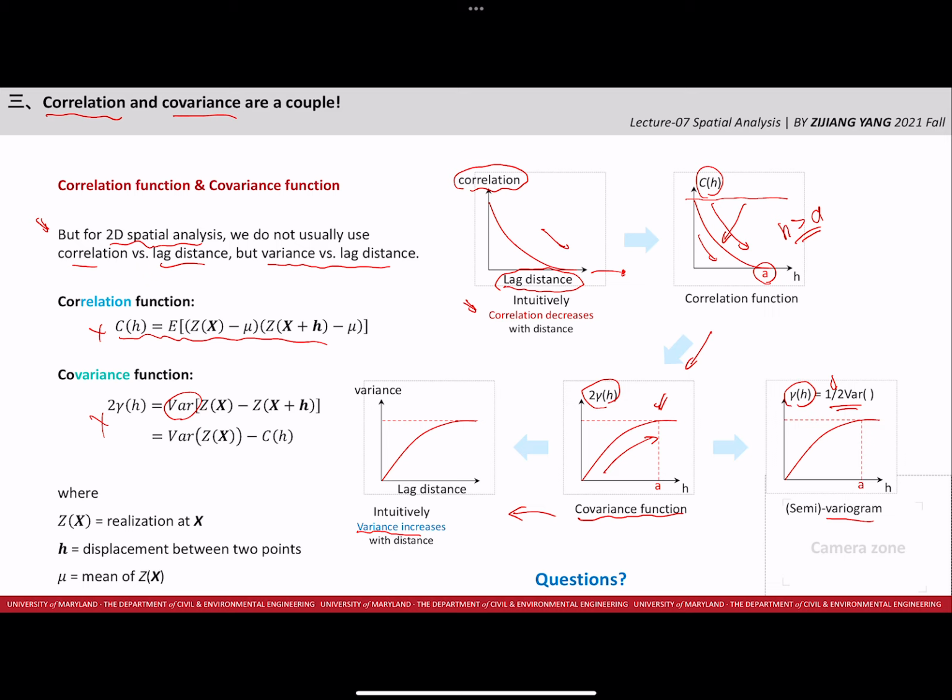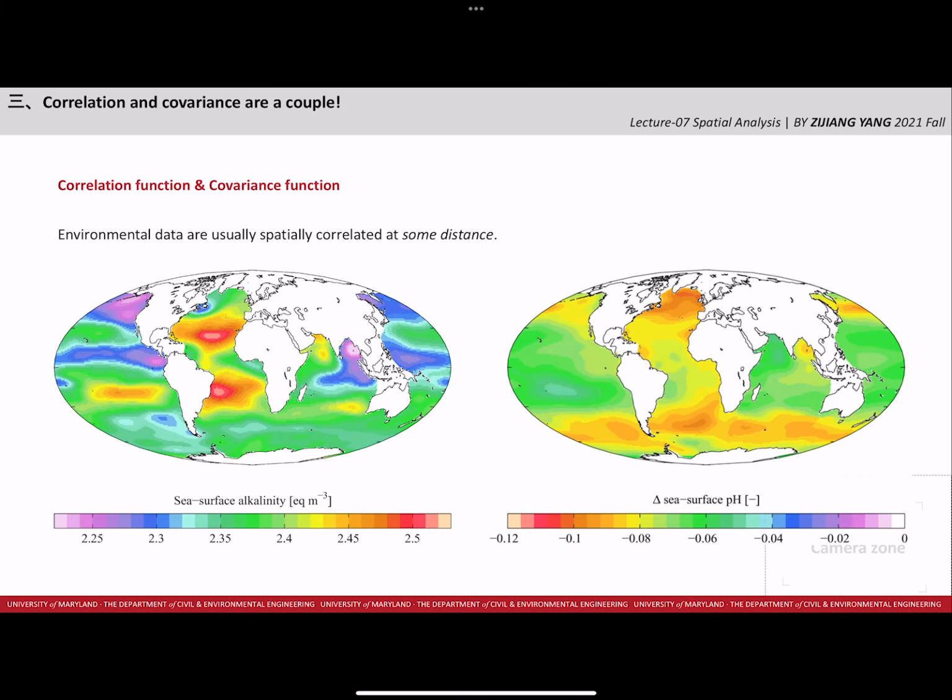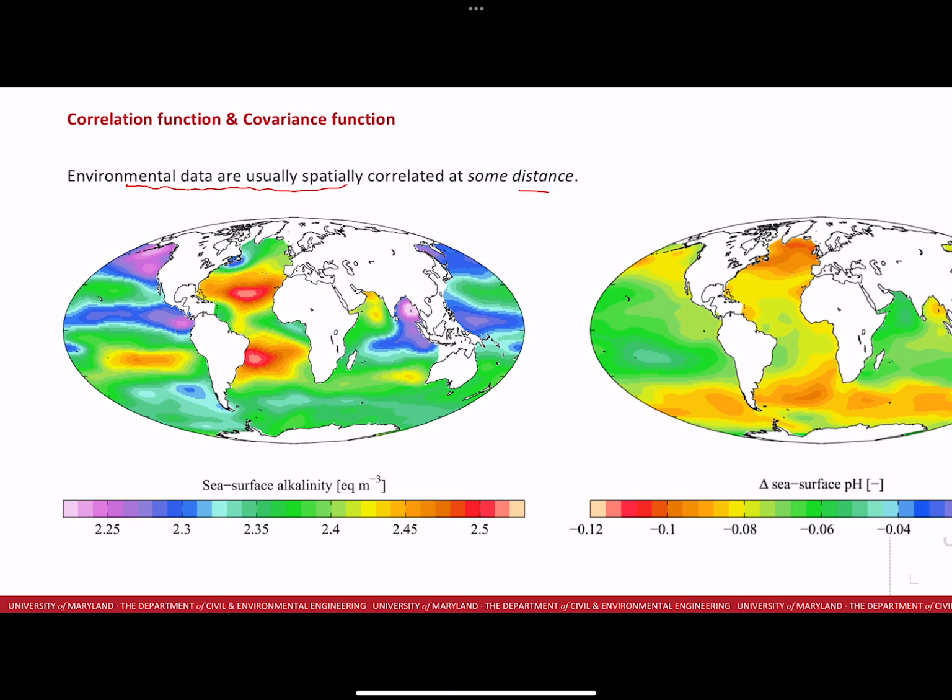So far, do you guys have any questions? No? And then here are some examples. We can see that environmental data are usually spatially correlated at some distances. And I showed this data in the alkalinity lecture. So this is the surface alkalinity in the ocean.